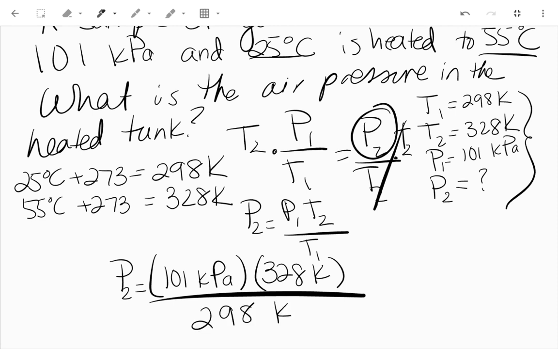Okay. So P2 equals 101 kilopascals times 328 Kelvin divided by 298 Kelvin. The K's cancel out. And if I put this into my calculator, I get 111 kilopascals. So that is my final pressure. And it makes sense, okay? So if my temperature increases, so will my pressure.